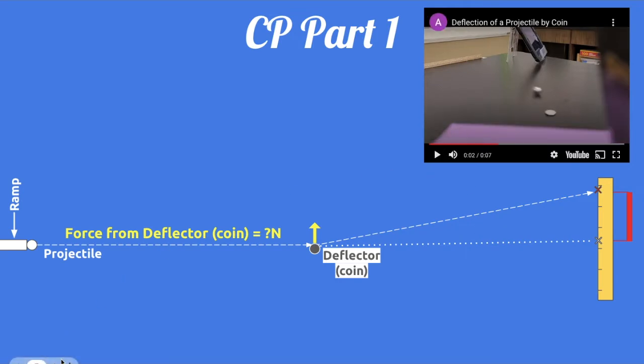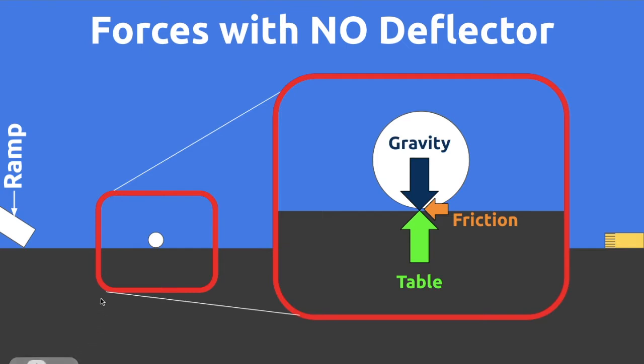So I'm going to go to the next slide here. Part of this project is being able to analyze what the forces are. Before deflection, the projectile is moving along, and these are the forces on it. There's gravity pulling it down, and the table is pushing up against gravity, according to Newton's third law. Those forces are balanced, so they're the same magnitude, and they don't affect the motion of the ball at all.